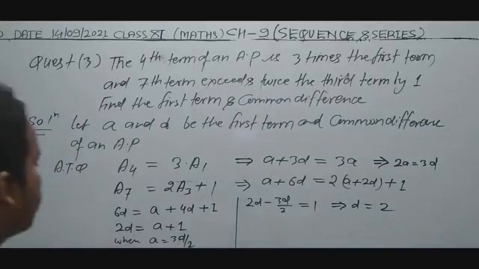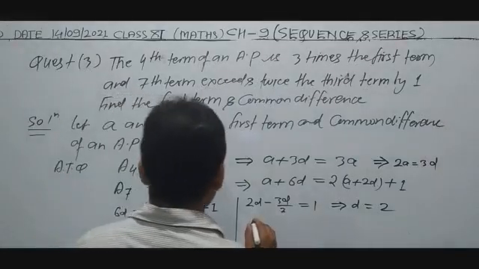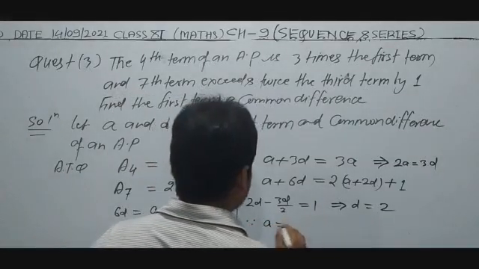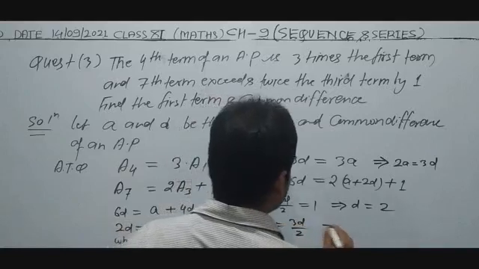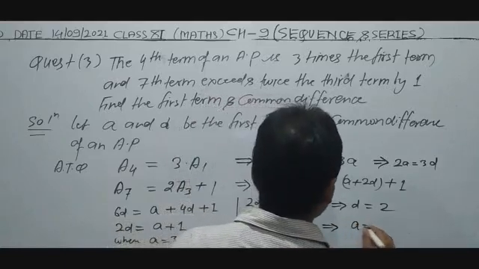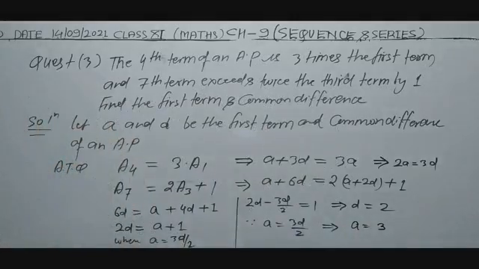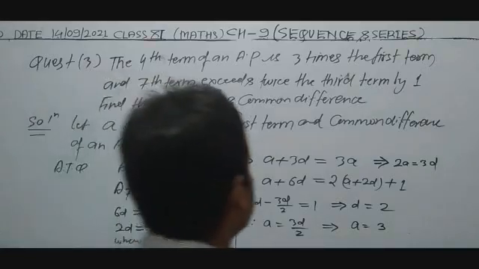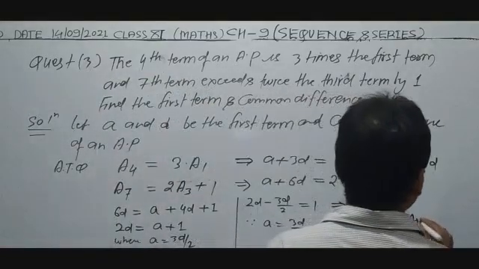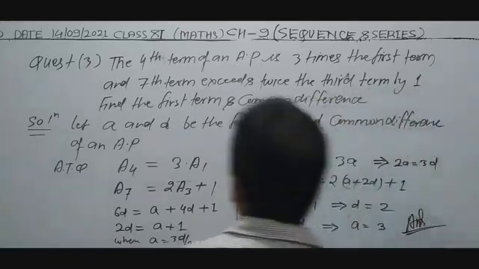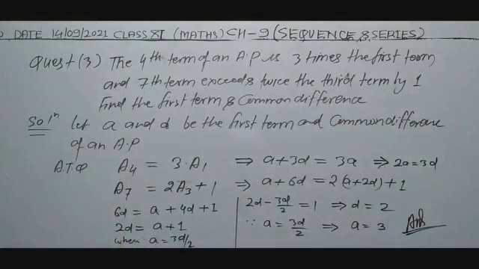And when you put D is equal to 2, since A is equal to 3D by 2, this implies A will be equal to 3. Now A is equal to 3 and D is equal to 2. This is the answer. This is the answer, C.